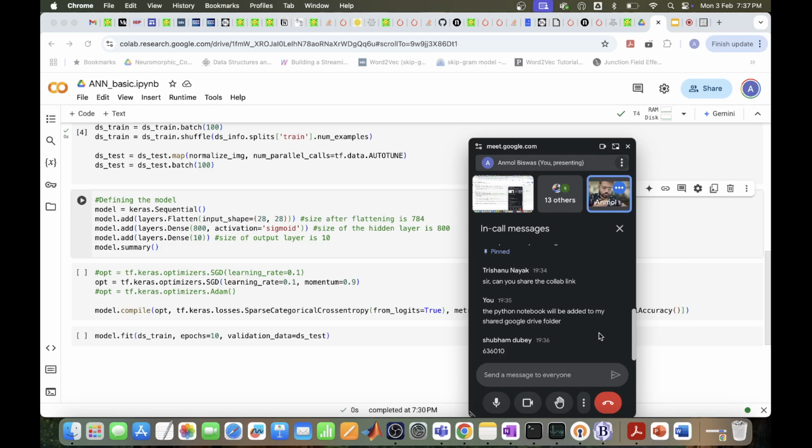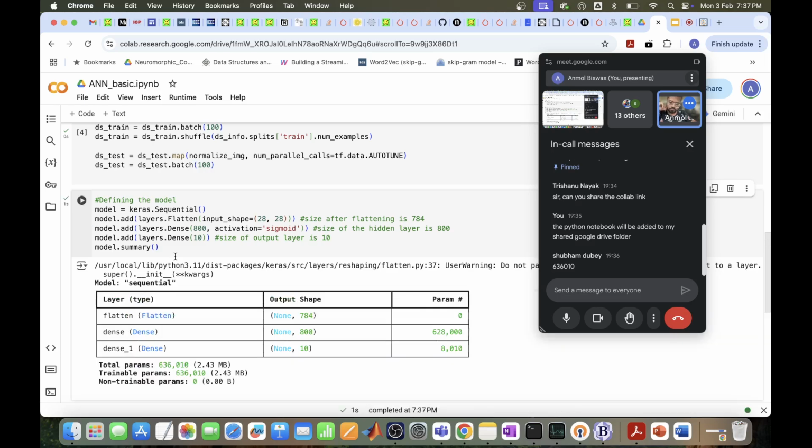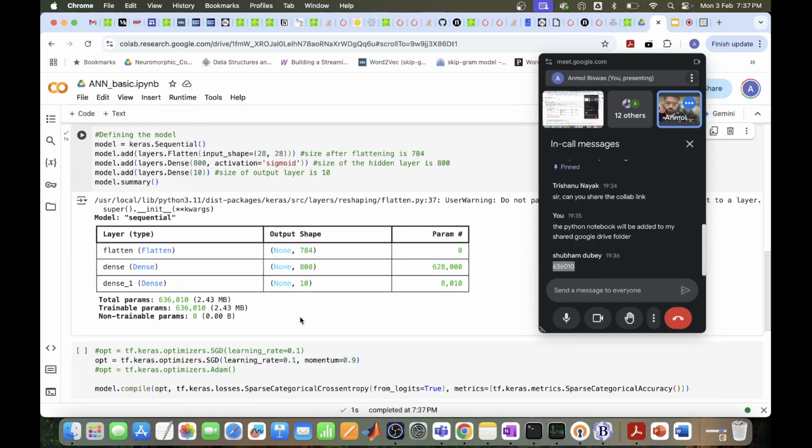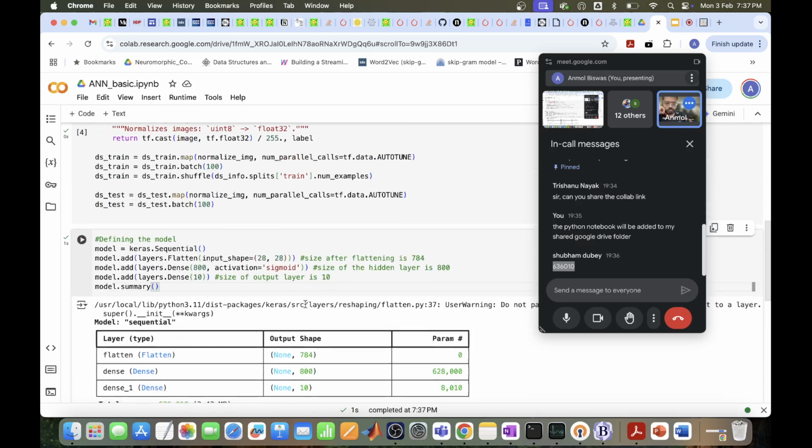Okay, so I am seeing one answer and I think it is correct. So let's run this code and see what we get. Yes, in fact, 636,010 is the correct number of parameters, right? Very nice confirmation of whatever arithmetic we were doing.